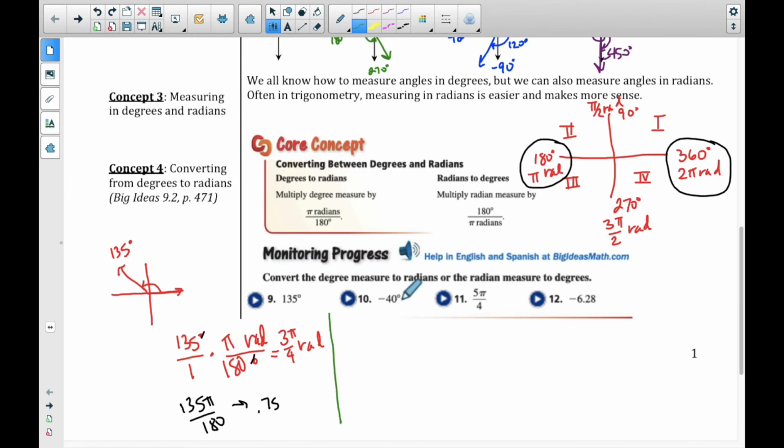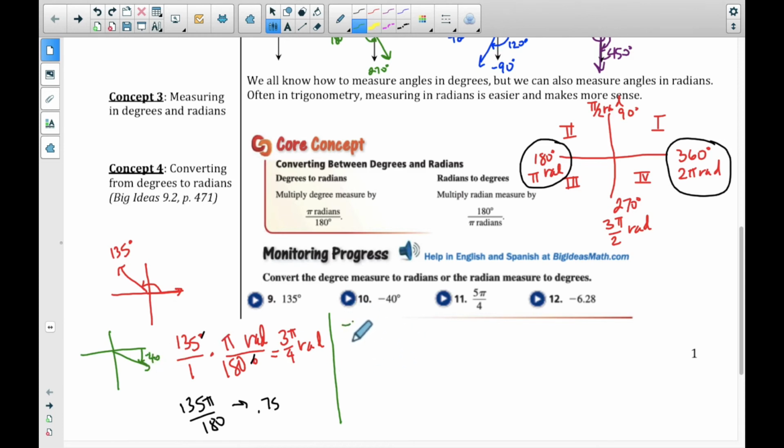Okay, next example. Again, you don't have to draw a diagram. It doesn't say you have to draw a diagram, but let's understand where this is. A negative 40 degrees is down here. Okay, so just keep that in mind as we're doing this so that we know even what we're talking about.